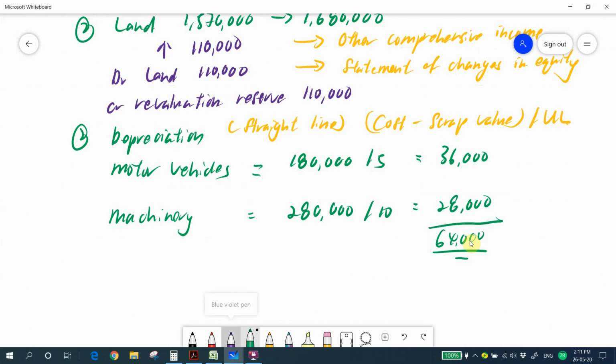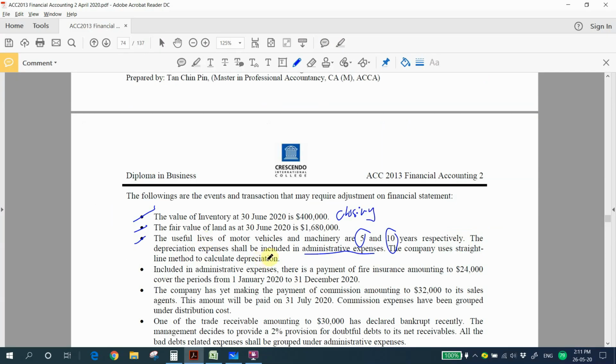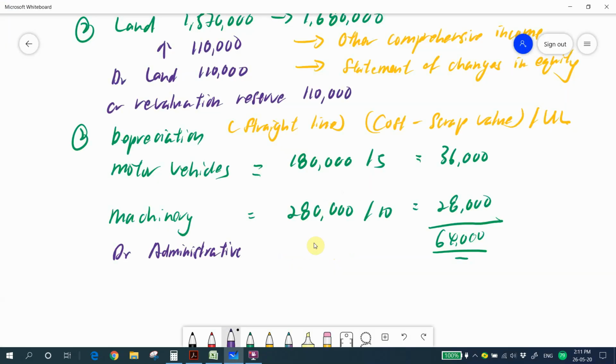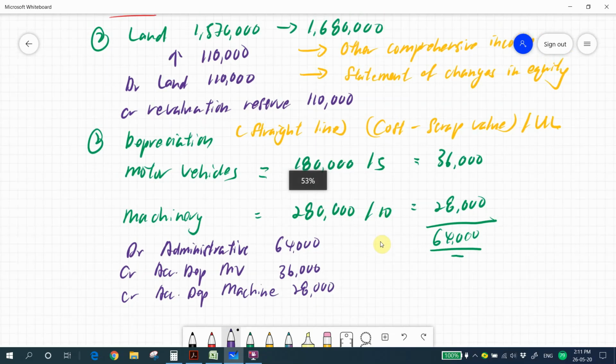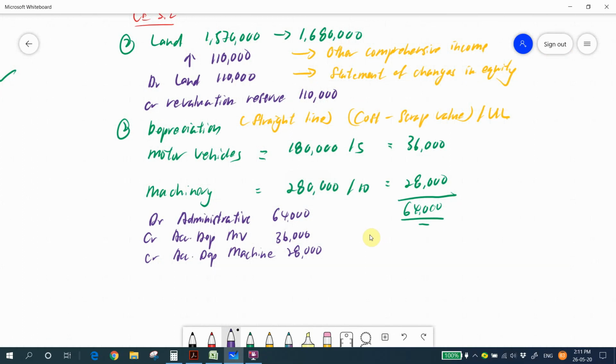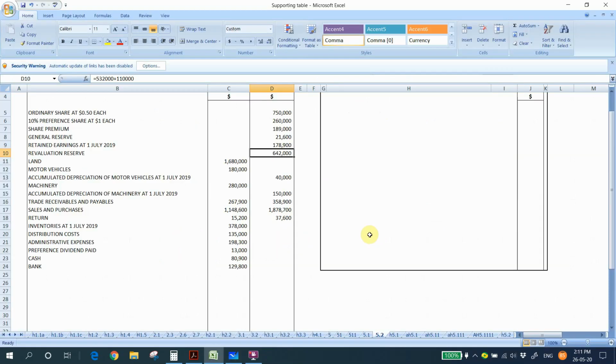So double entry, we debit the administrative expenses. Why do we include it in administrative expenses? We follow the requirement. They say that your depreciation expenses shall be included in administrative expenses. 64. We credit the accumulated depreciation of motor vehicles, 36. We credit the accumulated depreciation of machinery, which is 28. So the next step we are going to do is we reflect this adjustment in our trial balance. So administrative expenses, we add 64 here.